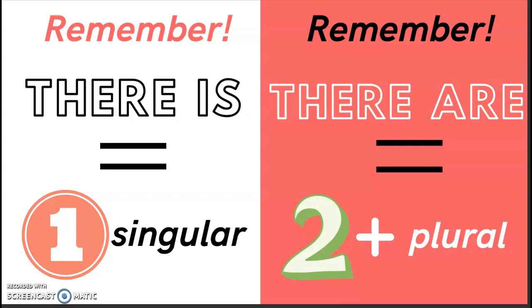Okay. And then we use there are when it is plural, two or more things. So, there are some apples. There are 4 books on the table. All right? So, let's start.